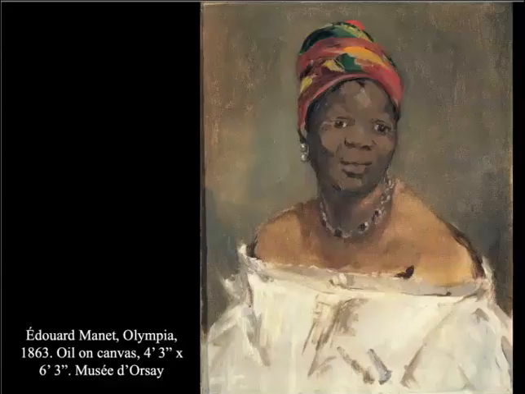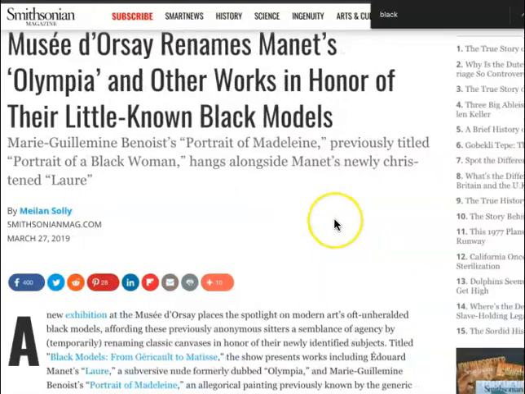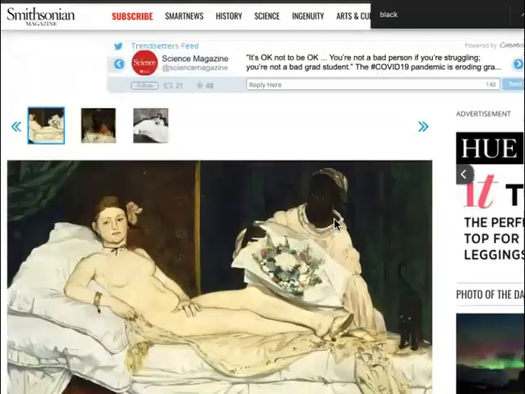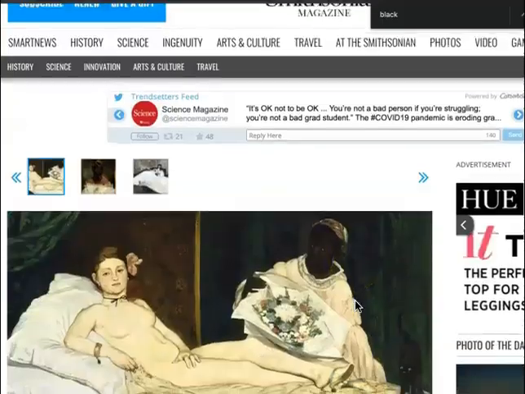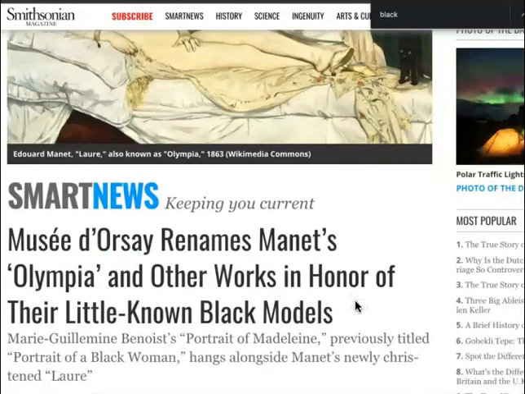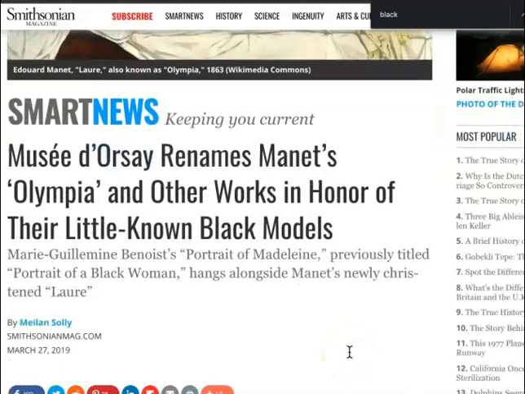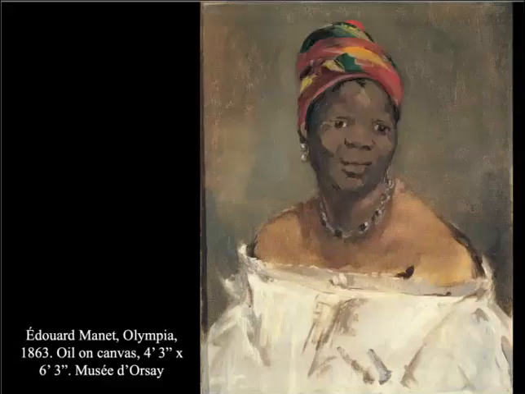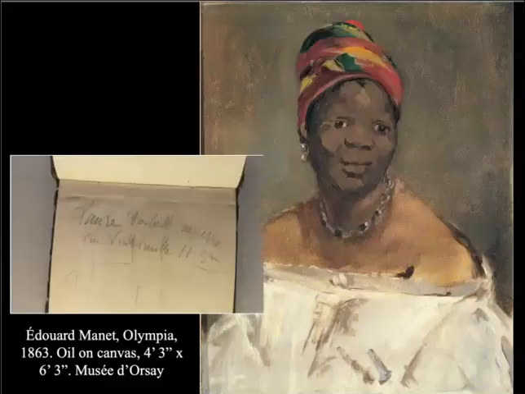Luckily, we have started to get some great information from the Smithsonian and other museums that have gone in and tried to research back through the lives of the black women that modeled for some of these famous painters. Because even though Manet paints her and says, oh, she's beautiful, and he painted her a lot, and she's featured in his pocketbook.